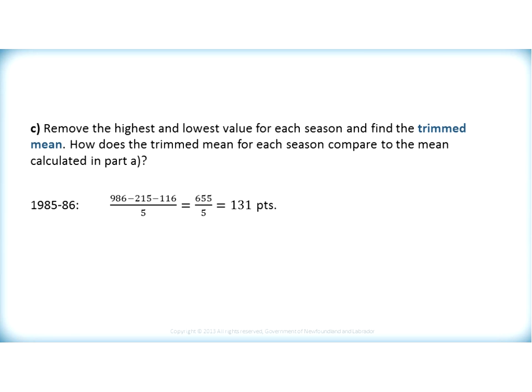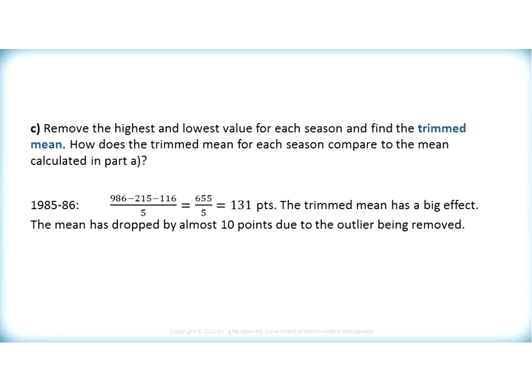So how does this compare to the original mean we calculated? Well, if you recall, the original mean was 140.8 points per player. So the trimmed mean has a big effect. The mean has dropped by almost 10 points due to the outlier, Wayne Gretzky's score, being removed from the list.